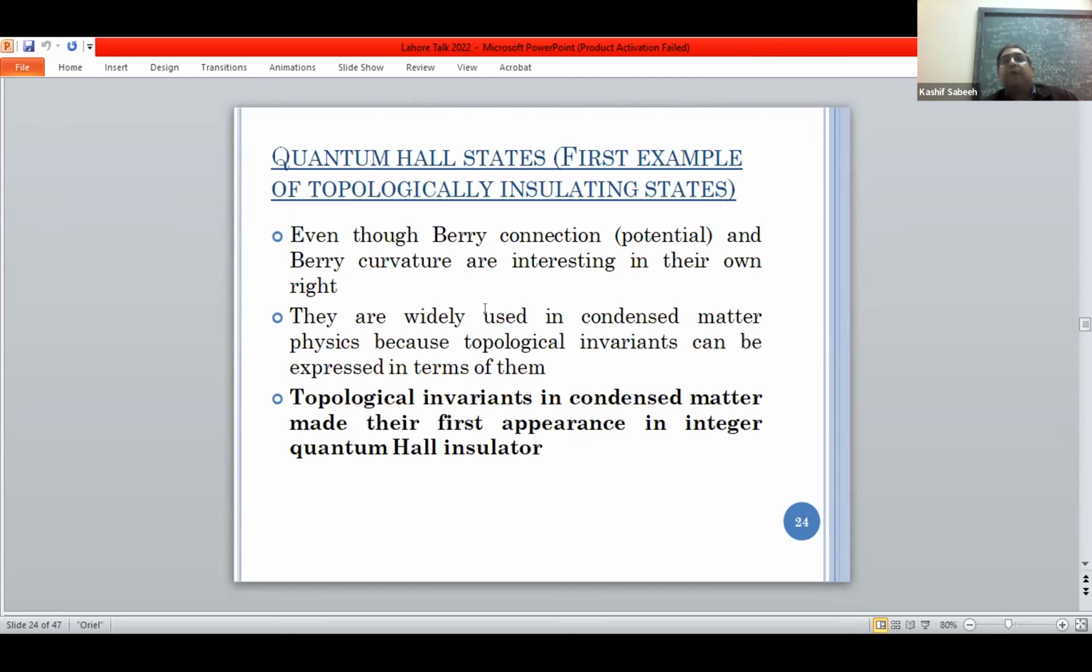So, as I said earlier in the previous slides, the Berry connection and Berry curvature are very important concepts in their own right. That's why now they are standard material in elementary quantum mechanics courses. But they've become very important because they're widely used in condensed matter systems, as they're an important ingredient in topological invariants. And the first condensed matter system where topological invariants made their appearance was in integer quantum Hall insulators.